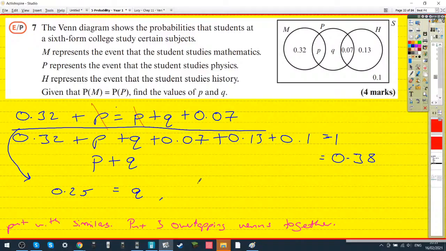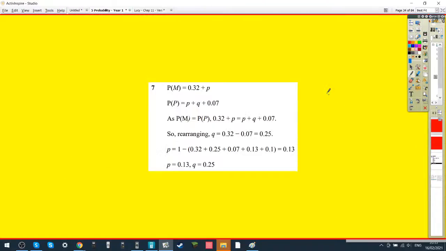And then you can add that to the total and then minus from 1. So we did need the other one actually. So you could do 0.25 add 0.32. Well, hold on, I did all that, and I got P plus Q is 0.38. Oh, so you can just do 0.38 minus 0.25, which is 0.13. So 0.25, 0.13. Great.